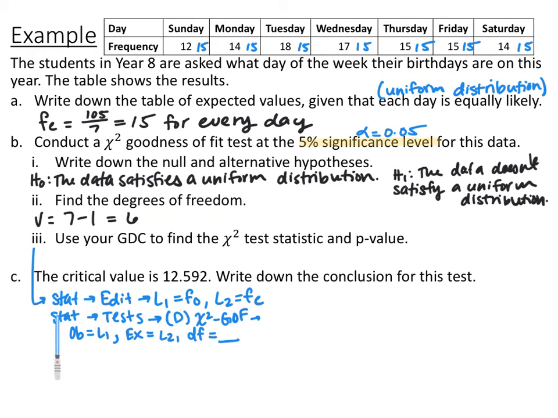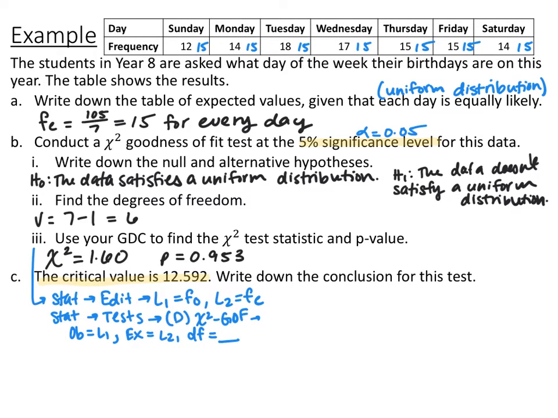Then you're going to go back into stat, go to tests, and now we're going to go to D, which is the chi-squared GOF, goodness of fit test. And once you go in there, make sure your observed is listed as L1, your expected is listed as L2, and you have to insert the number of degrees of freedom, which we just found in part 2, so that's 6. So go ahead and pause the video and try that and see if you can come up with the chi-squared test statistic and the p-value.